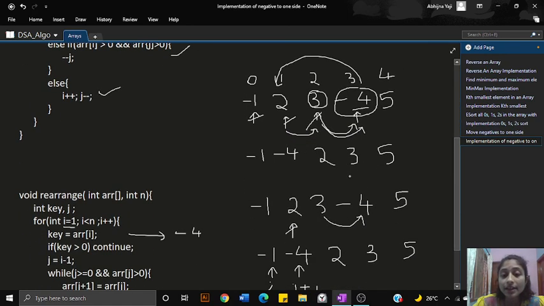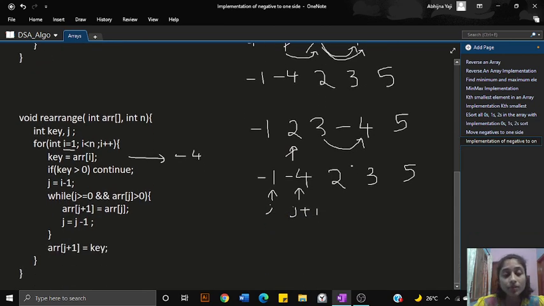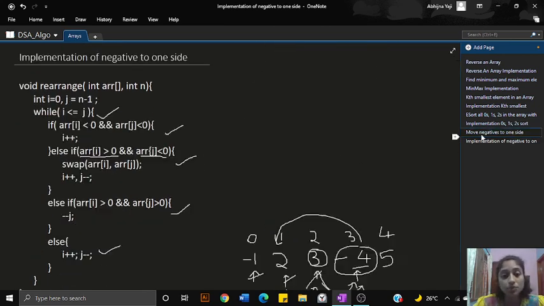Here we've retained the order. You can see that minus 4 is coming after minus 1, and 2 and 3 order is also the same. Correct? So I hope it was pretty clear.